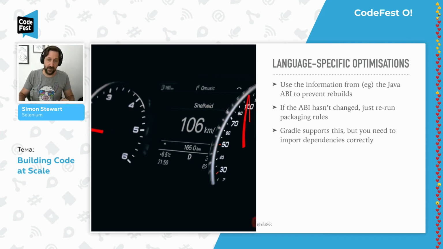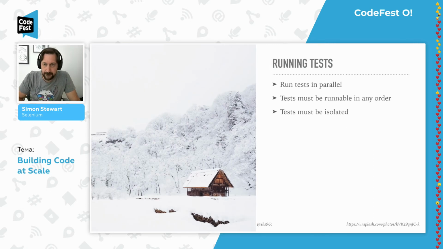Obviously, packaging rules like combining into a deployment jar or an Uber jar need to be rerun, but compilation steps don't. So if you add a logging statement in your common module, then you probably don't need to recompile everything. Modern versions of Gradle do support this if you use the correct way of importing your dependencies, but it's pretty easy to get it wrong. And sometimes you need to modify your Gradle files in order to make that work. But there are language-specific optimizations that would really help our build, right? And running tests.